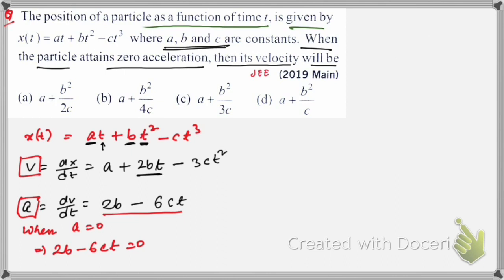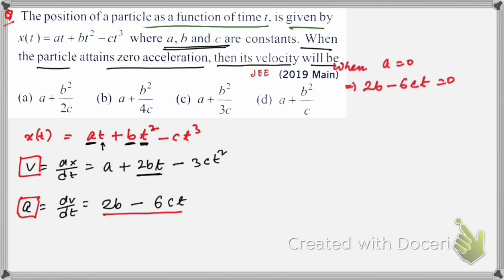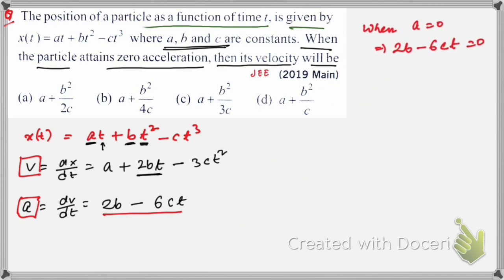So let me write this condition here. If you simplify this, 2b is equal to, sorry, it's going to be plus 6ct on the other side of the equal sign. Then b will be equal to 3ct, dividing both sides by 2. Then here t will be equal to b by 3c. Now we have got t.